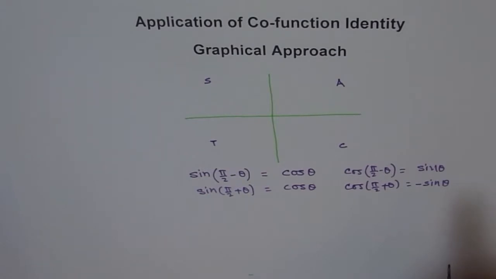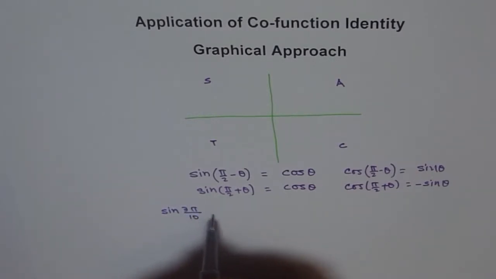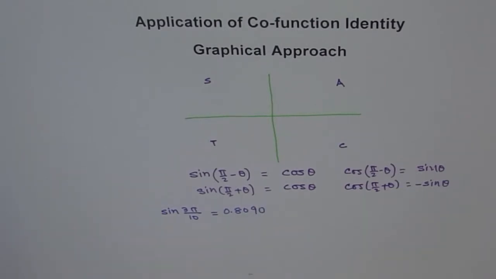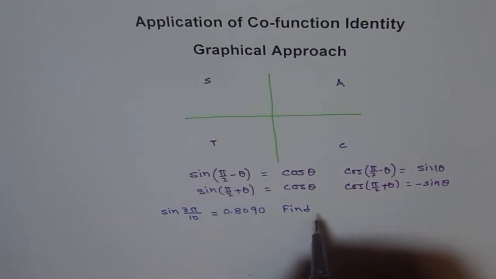Now in the problems, normally what I find very difficult for students is to write an angle into its cofunction form. Let's try to do one problem. For example, we have a problem here which says: given sine of 3 pi by 10 is equal to 0.8090, you need to find the value of cos pi by 5.